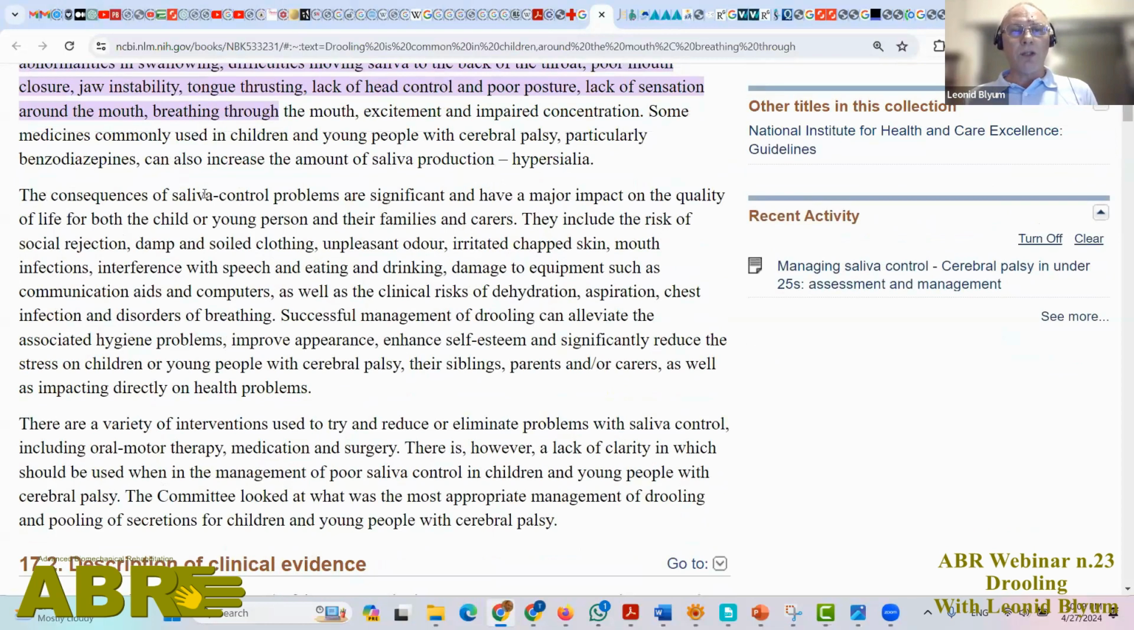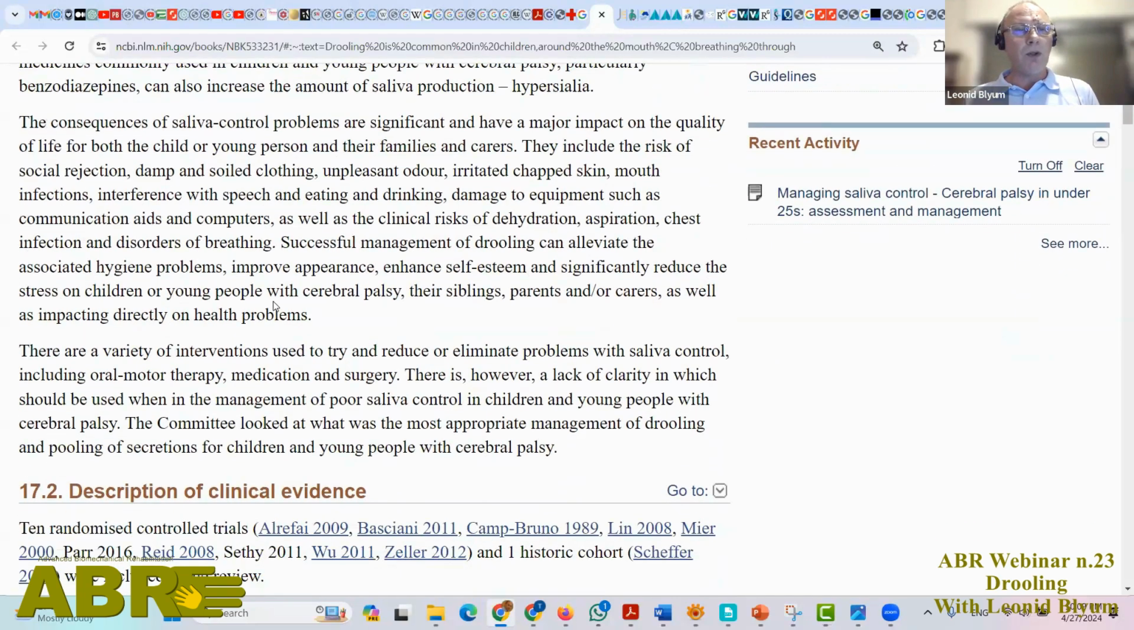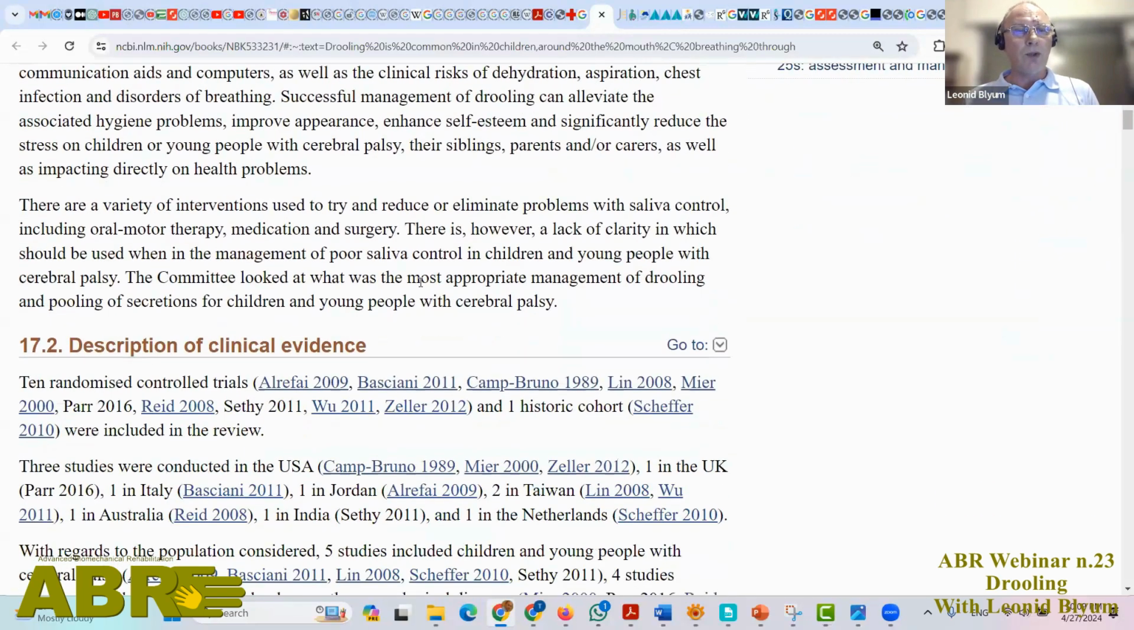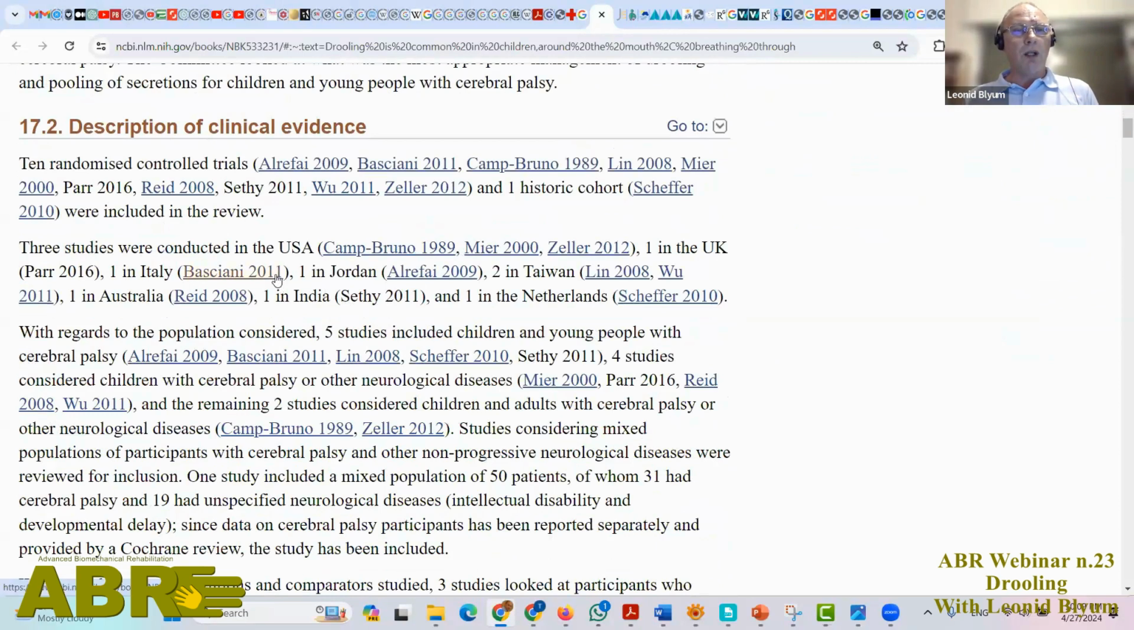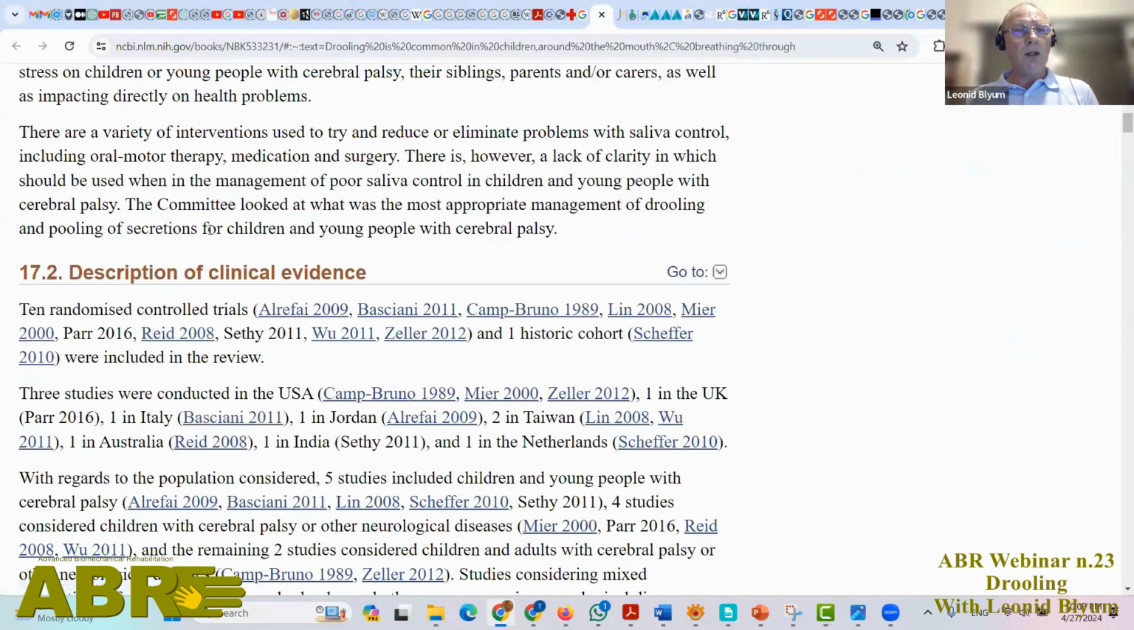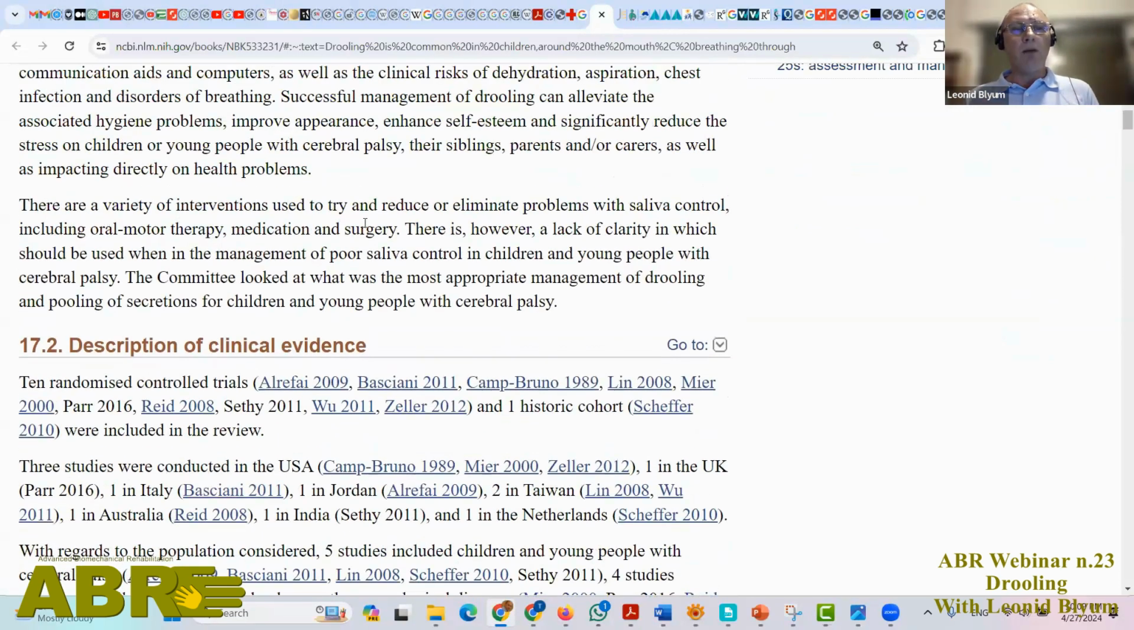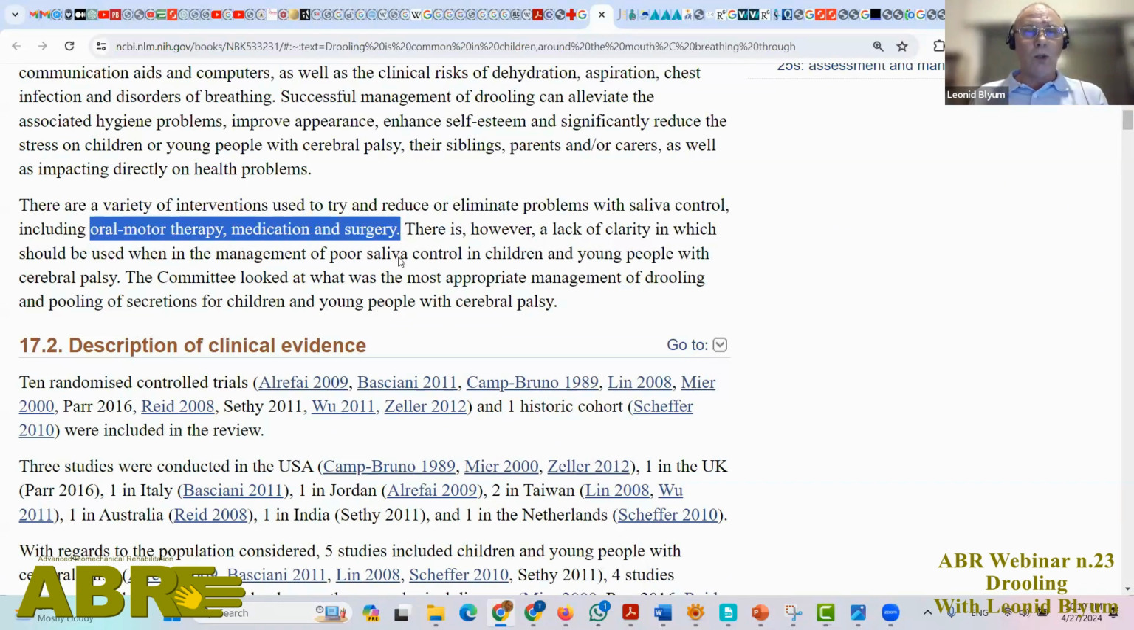So the consequences of saliva control problems are significant, have a major impact on the quality of life, family, carers, and so on. Well, then comes the whole social thing, description of the clinical evidence. Okay, so there are a variety of interventions used to try and reduce or eliminate problems with saliva control, including oral motor therapy, medication, and surgery, right? So you see, that's what we have here.